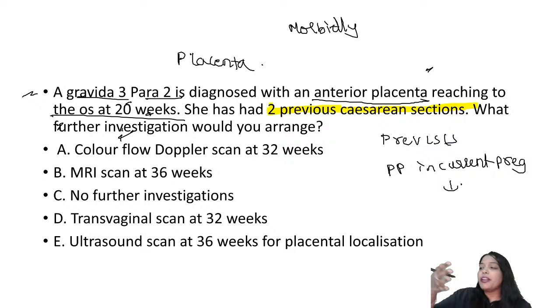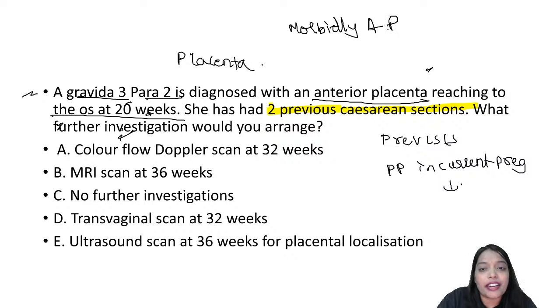See, in morbidly adherent placenta, whenever you have trauma to the uterine wall, there will be absence of Nitabuch's fibrinoid layer. Due to the absence of Nitabuch's fibrinoid layer, the villi go beyond the endometrium into the myometrium. So previous LSCS and placenta previa in the current pregnancy, especially placenta previa, are both very strong risk factors for accreta. So you should be suspecting morbidly adherent placenta in this patient.